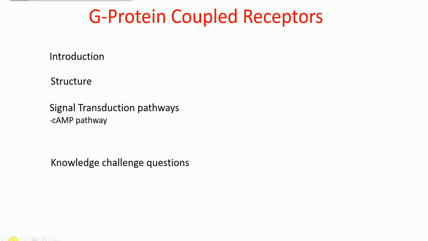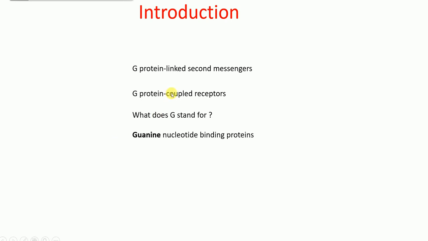So now coming to the introduction. G protein coupled receptors are also called G protein linked second messengers or G protein coupled receptors. You might be wondering what the letter G stands for. It stands for guanine. So basically G protein stands for guanine nucleotide binding proteins. Okay, so G stands for guanine and G proteins are guanine nucleotide binding proteins.